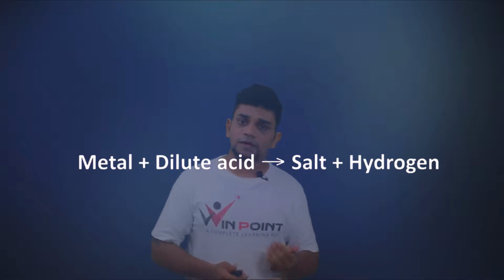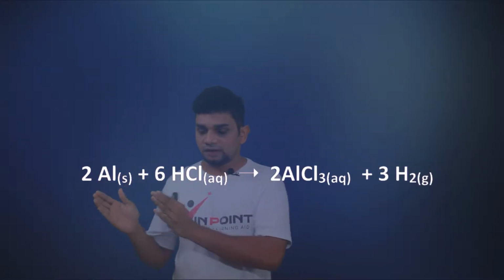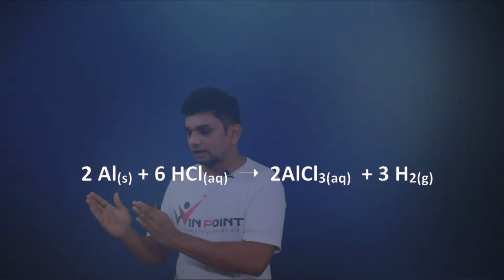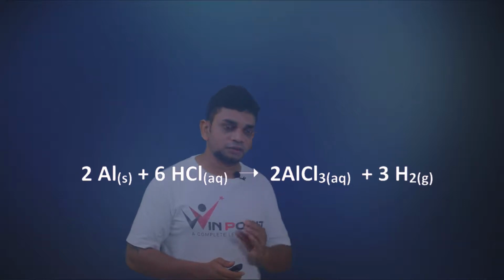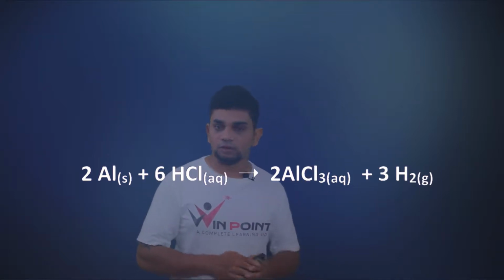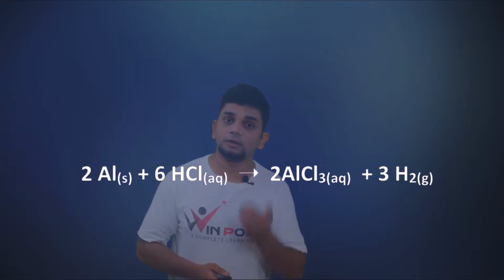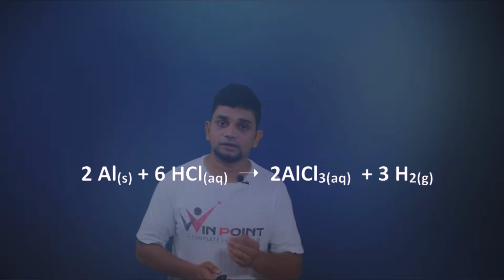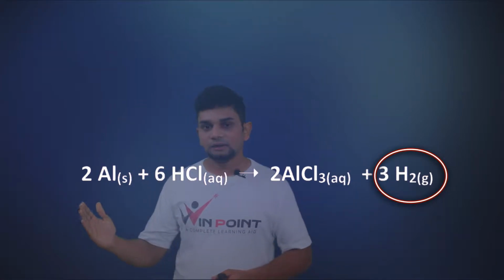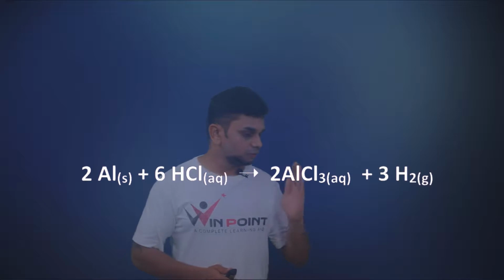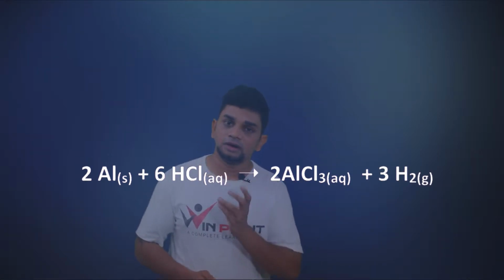Let's discuss some of the examples. First one, aluminium reacting with hydrochloric acid. Al plus HCl, the product we are getting is aluminium chloride, and we are going to get hydrogen. Hydrogen is a common factor. 2Al plus 6HCl gives 2AlCl3 plus 3H2. It is the reaction of aluminium with hydrochloric acid.